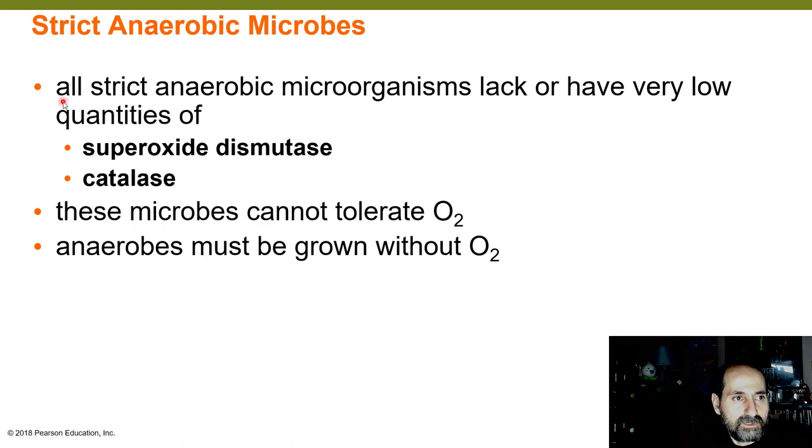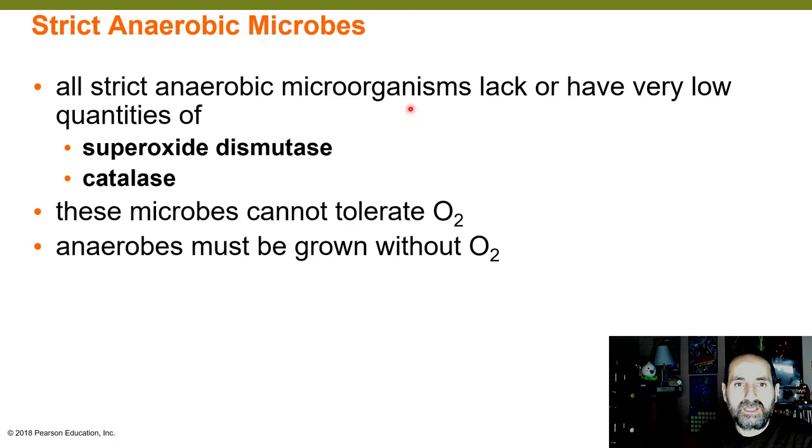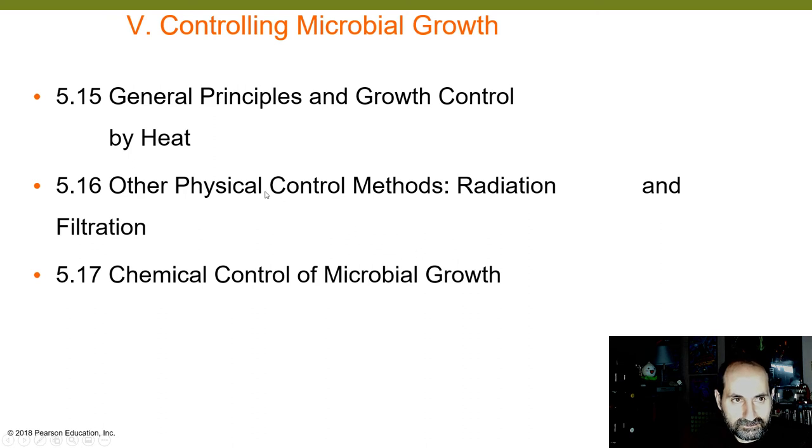So you see here, that's why all strict anaerobes, these obligate anaerobes, lack or have very low quantities of superoxide dismutase and catalase. These are the enzymes, again, that help neutralize the reactive oxygen species. These microbes cannot tolerate oxygen and must be grown without oxygen.